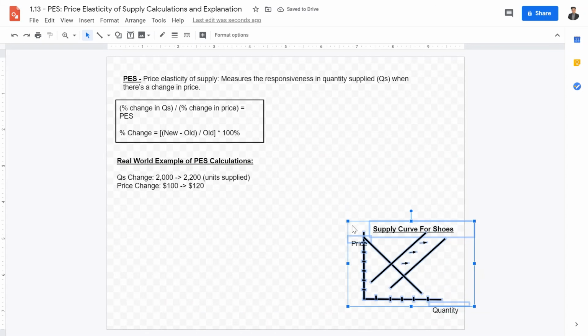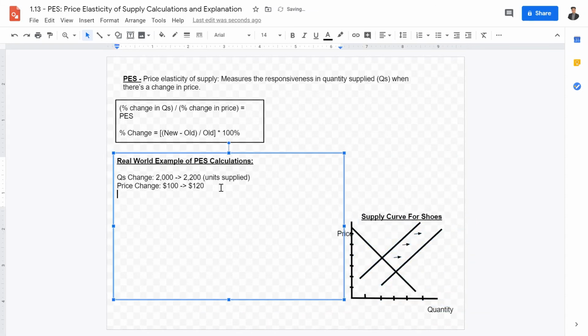So this is the supply quantity for shoes and the supply price for shoes. Now, what do we do with these figures? The first thing to do is calculate percentage change. So QS percentage change is calculated as such: 2,200 minus 2,000, divide this whole thing by the old value, which is 2,000, and we multiply the whole thing by 100%.